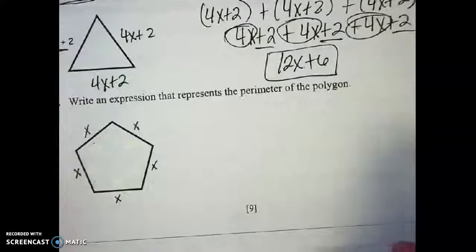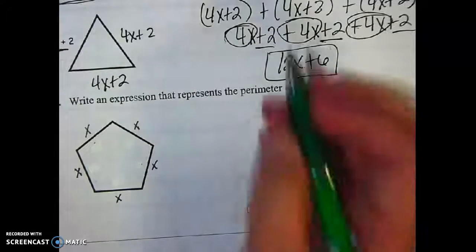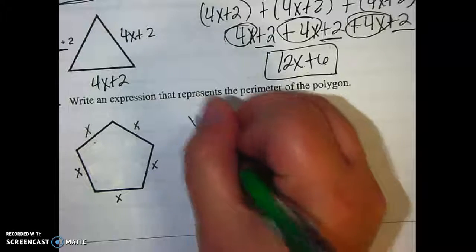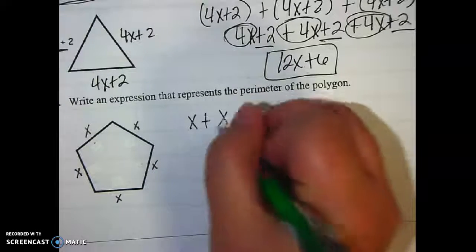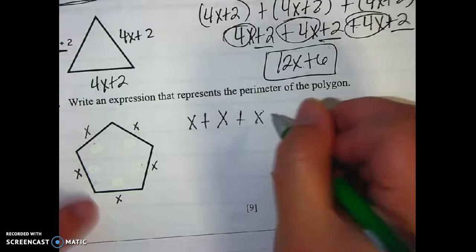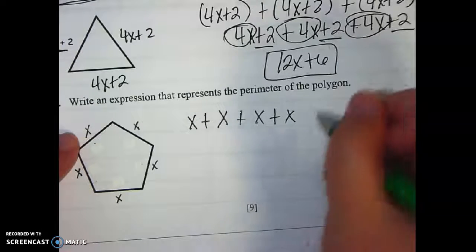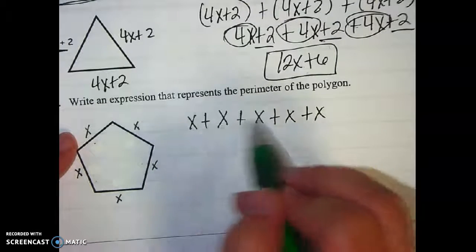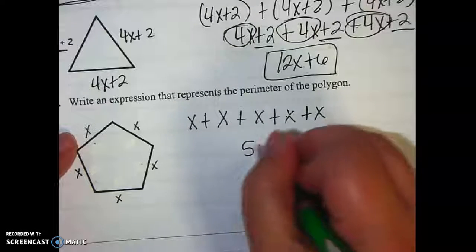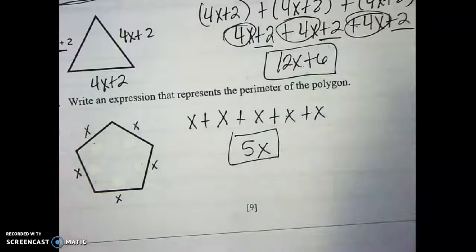Write an expression that represents the perimeter of the polygon. So perimeter means we add up all the sides. That is x plus x plus x plus x plus x. 1, 2, 3, 4, 5 x. That is my expression.